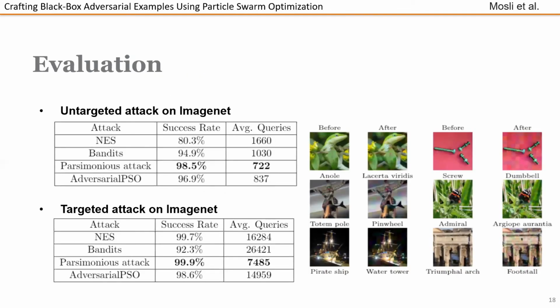We test this attack against NES, bandits, and the parsimonious black box attack. NES and bandits are both gradient estimation attacks, while the parsimonious black box attack and AdversarialPSO are both gradient-free. We use the same datasets, images, and even labels in the case of untargeted attacks.